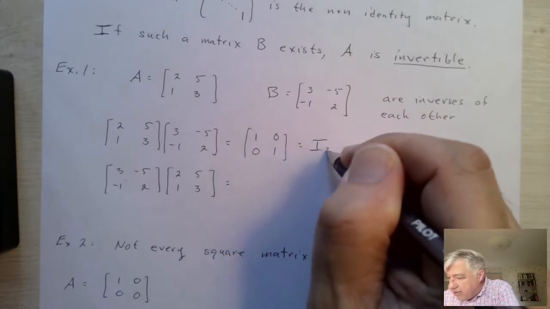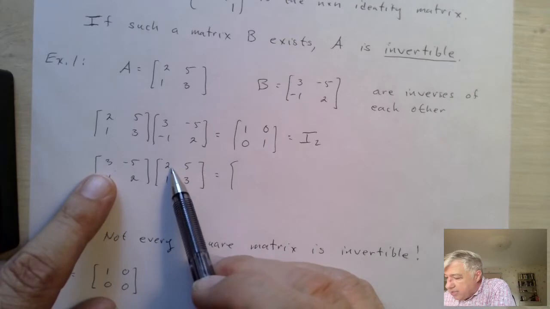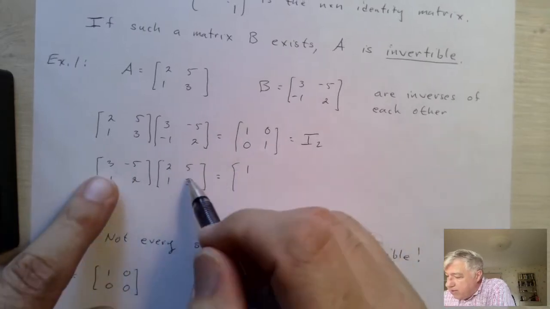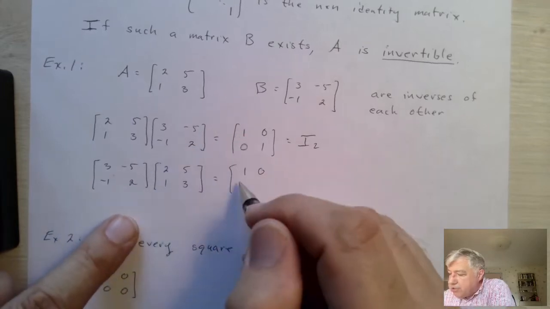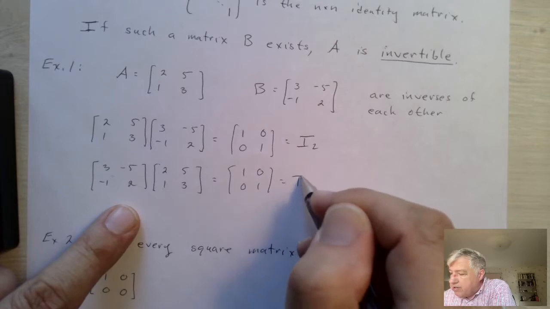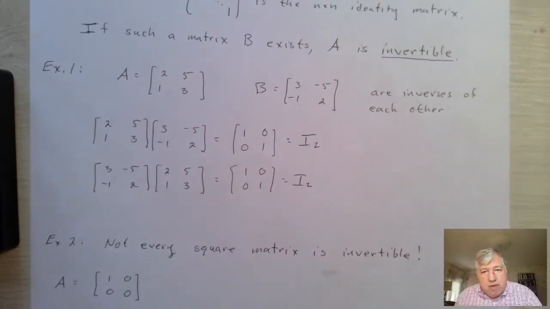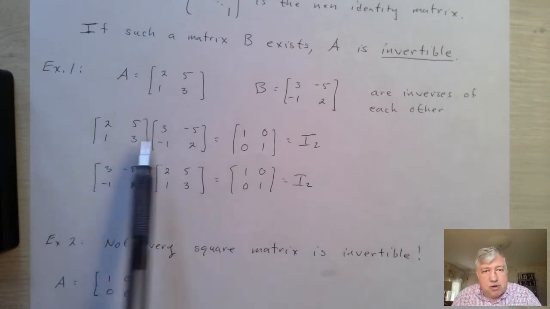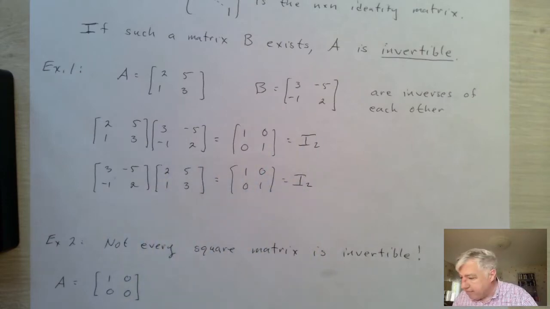This is I2. And then similarly, if we switch the order, we get 6 minus 5, that's 1. 15 minus 15 is 0. Negative 2 plus 2 is 0. And negative 5 plus 6 is 1. So once again, we get the identity matrix. By the way, we know that matrices in general don't commute, but if two matrices are inverses of each other, of course they have to commute because their product is the identity.